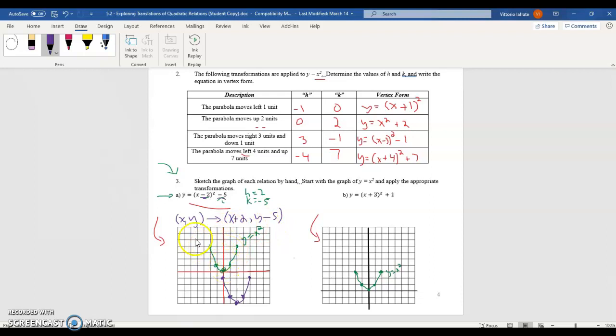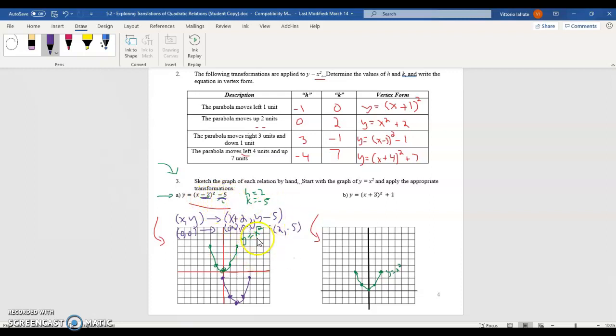So we'll choose a point. Let's say the point 0, 0 from the parabola y is equal to x squared. And we'll plug it into the mapping rule. So we'd have 0 plus 2, comma, 0 minus 5. And that would give us 2, negative 5 as our new vertex, which is what we have. 1, 2, 1, 2, 3, 4, 5. And we can see that that is our new vertex, 2, negative 5.